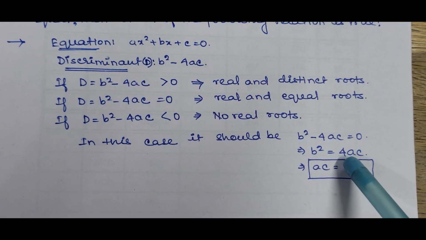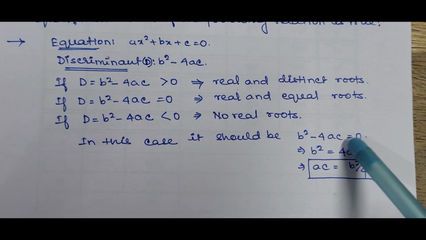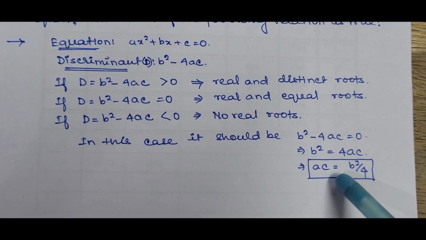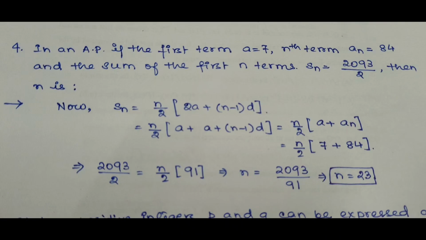So it is b square which is equal to 4ac. Now keeping this ac and dividing the 4 this side, we have ac is equal to b square by 4. Okay. Now hopping on to question 4.